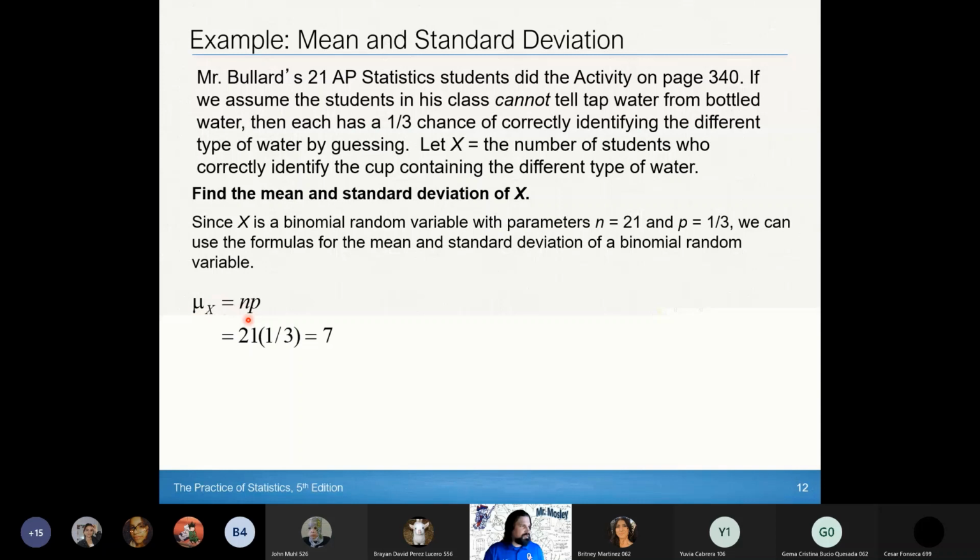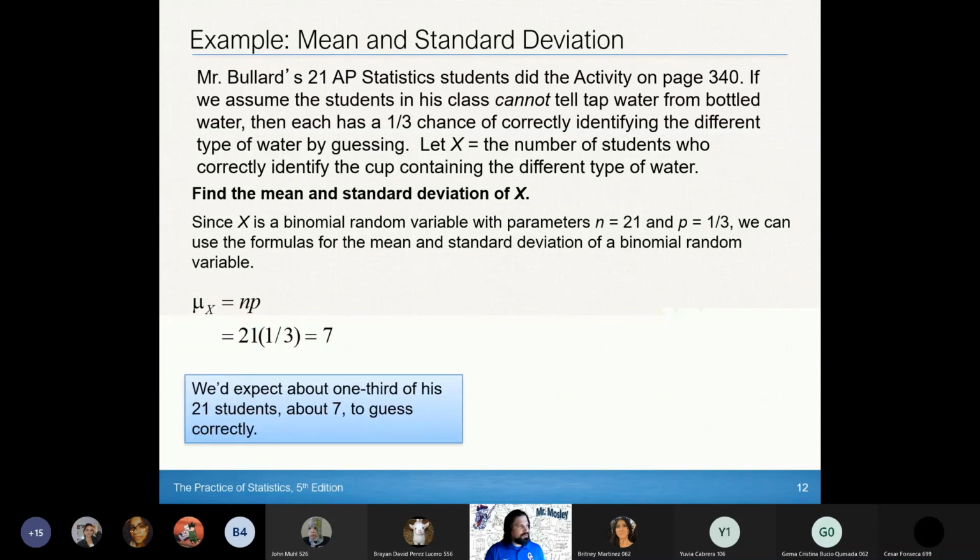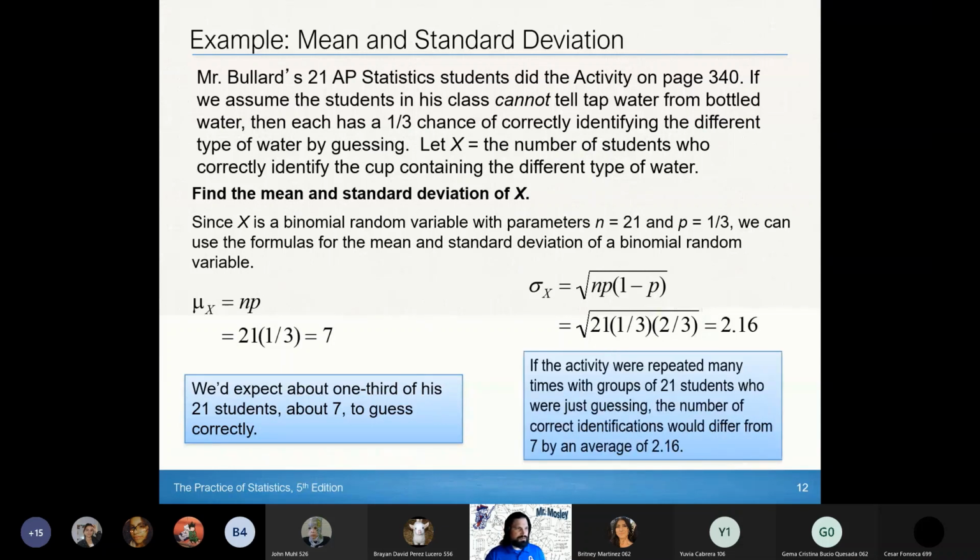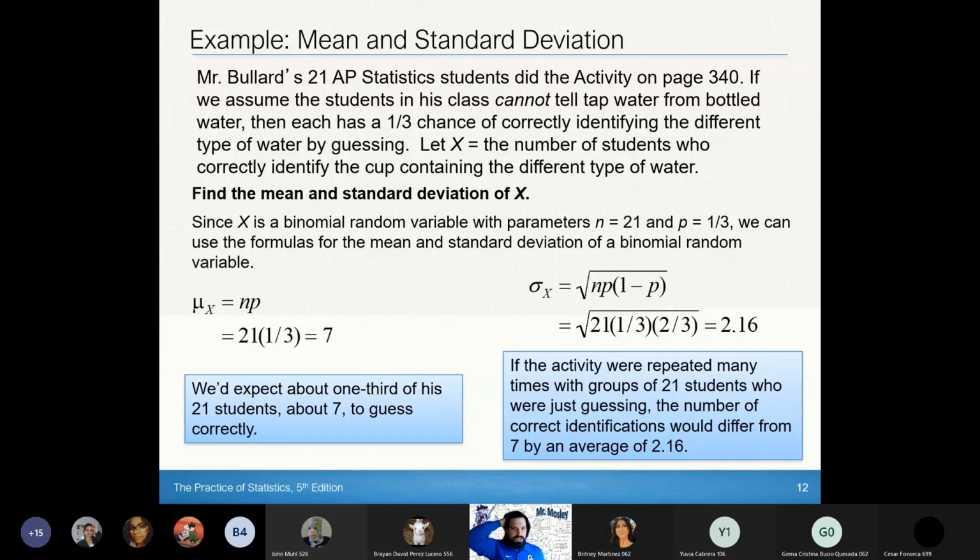We get a mean of 21 times 1/3, or 7. Right, this means we'd expect about 1/3 of his 21 students, about 7, to guess correctly. The standard deviation ends up being 2.16. Right, so if the activity were repeated many times with groups of 21 students who were just guessing, the number of correct identifications would differ from 7 by an average of 2.16.